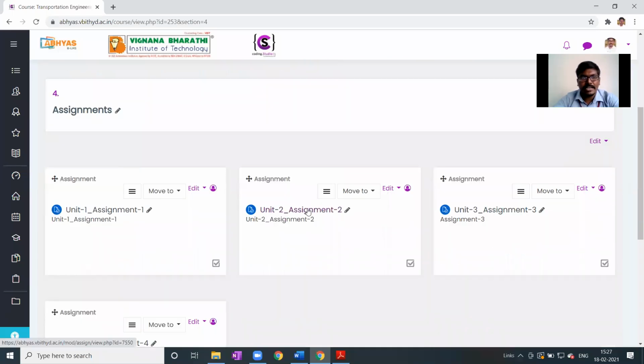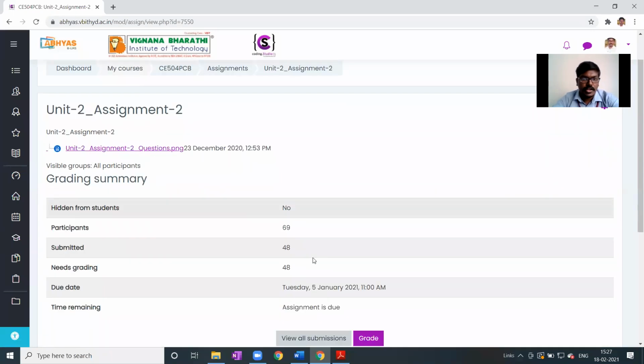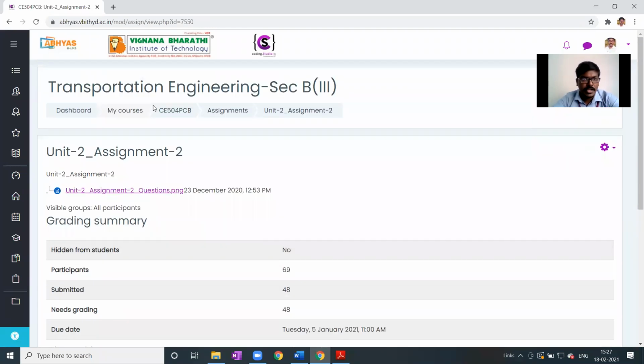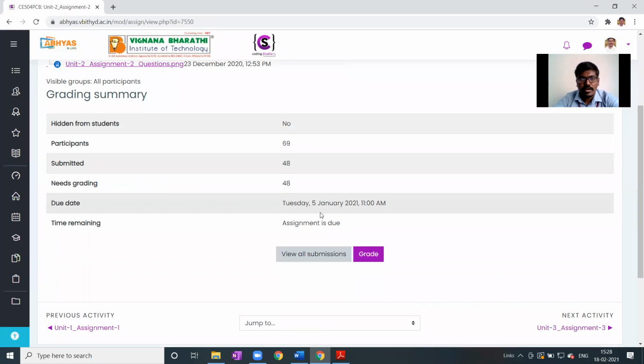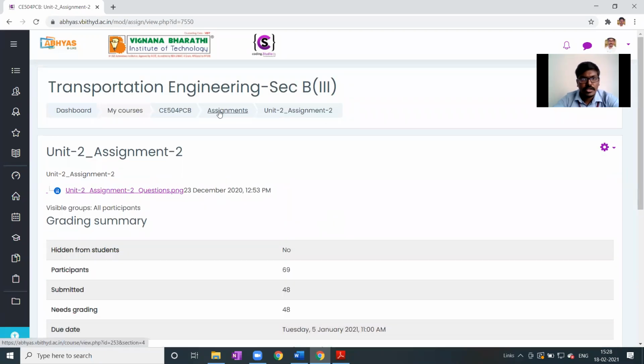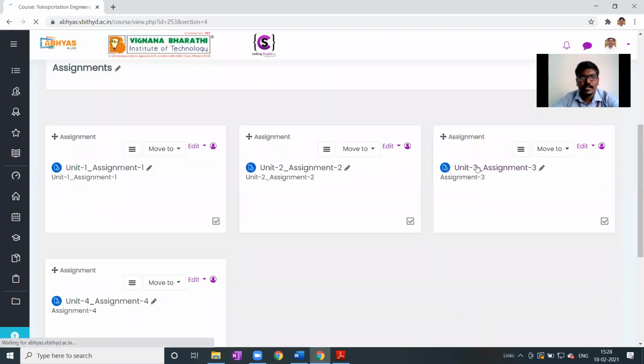I can see assignment 2 only when, oh, okay, assignment 2, 48 submissions. Yes, now we have 48 submissions for assignment 2. I have not graded yet. I'll check this and I'll grade it. Still, some 20 students have pending assignments. So please submit it before. Sorry, yeah, assignment 3, I can see. Assignment 2, now the time is over. We can't do anything. Next, coming to assignment 3.